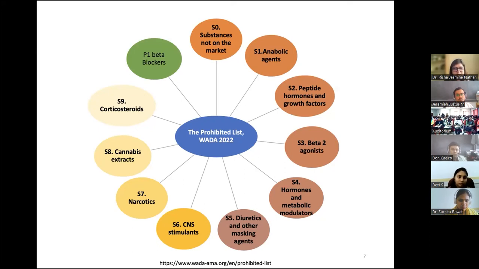They fall from S0 to S5. Whereas the ones given in yellow on the left side are the ones that are banned just in sports. So when there is a competition happening and the participants are tested for these drugs, if they are found, they are banned. They are excluded from participating, and they have to face charges for using a doping method. The one given in green is called P1, beta blockers. These agents are only banned in certain sports, and I'll be talking about it later.